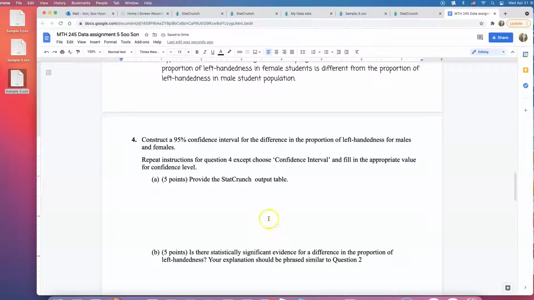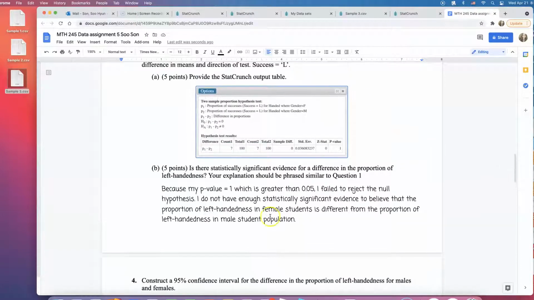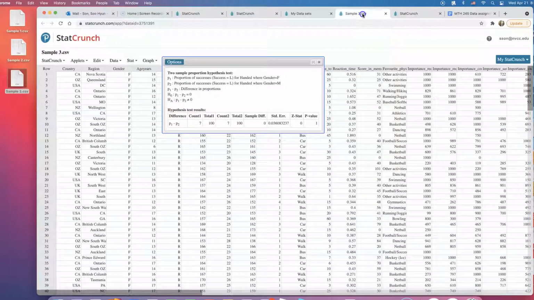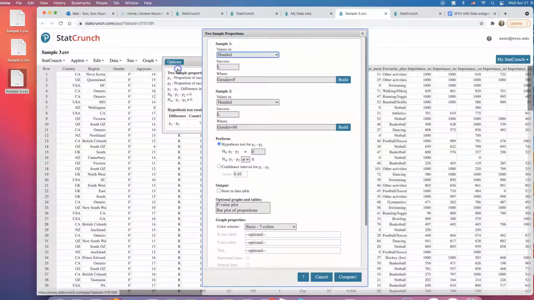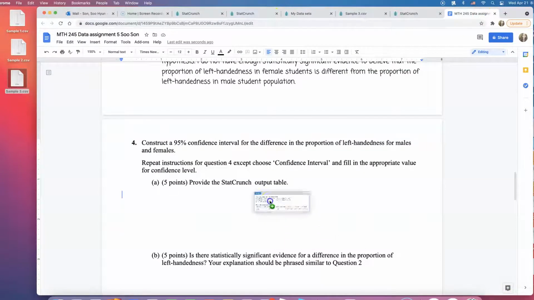So, construct a 95% confidence interval for the difference in the proportion. What I know is mine is definitely going to include 0 in it because there was no difference. This is going to be easy because we already have everything typed up. Just click on options, click on edit instead of starting over again, and then I'll change it to confidence interval for P1 minus P2. Level is 0.95 and compute it. And that's all. And we'll talk about these numbers.